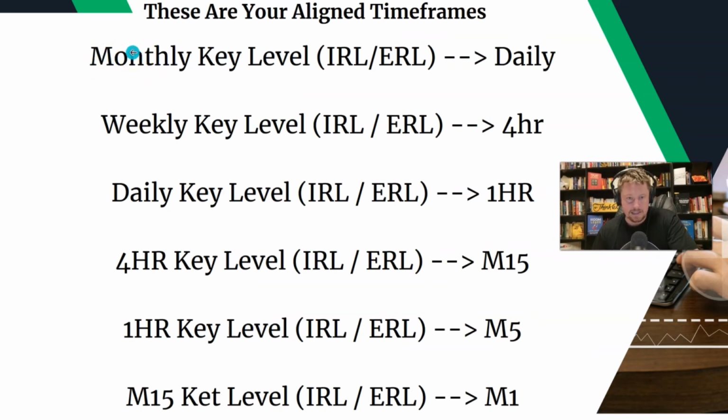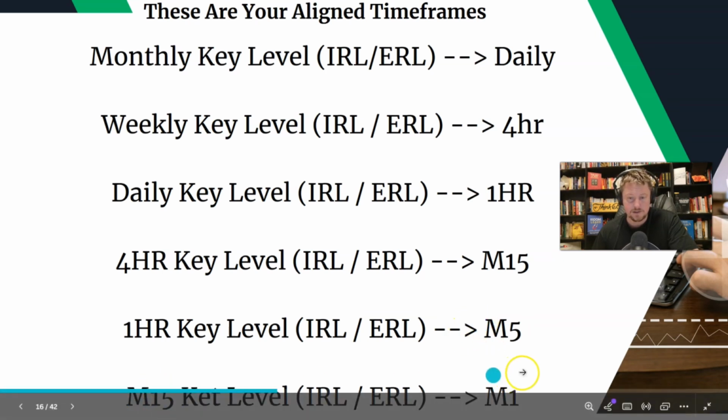So if you're viewing key levels on a monthly scale, if you're trying to enter a trade, you would break it down and get to a smaller state of daily. If it's weekly, it goes to 4 hour. Daily, it goes to 1 hour. If it's 4 hours, you go to 15 minutes. If it's 1 hour, you go to 5 minutes. If it's 15 minutes, you go to 1 minute.